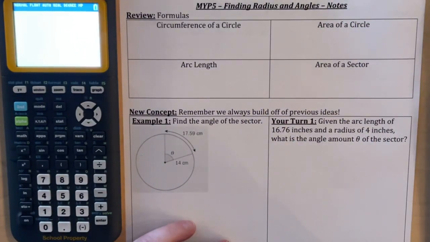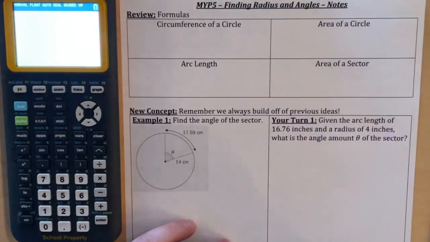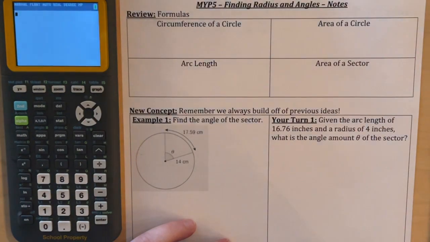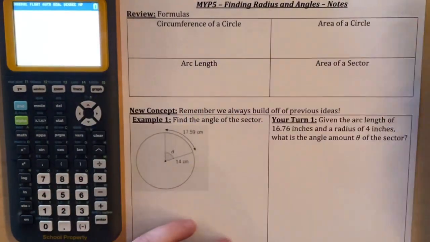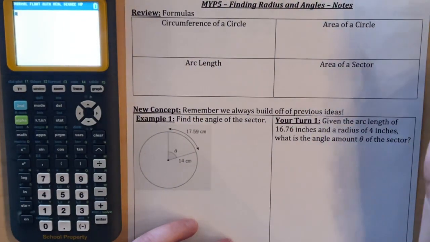And in this video we're going to be still working with these circles, but now we're going to be saying, alright, given that arc length or the area of that circle or sector, what's going to be that radius or that angle amount of theta? So some review for you. Make sure you can kind of have these definitions down by now, but we're still practicing.